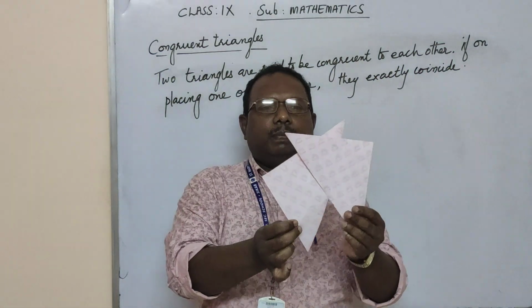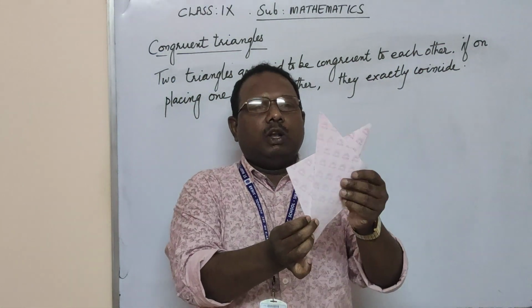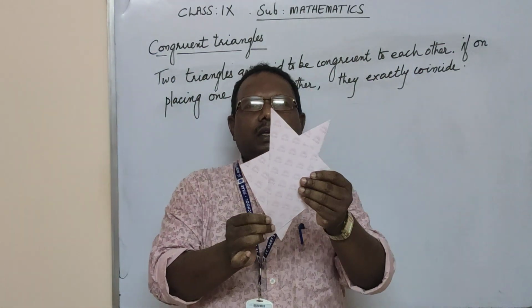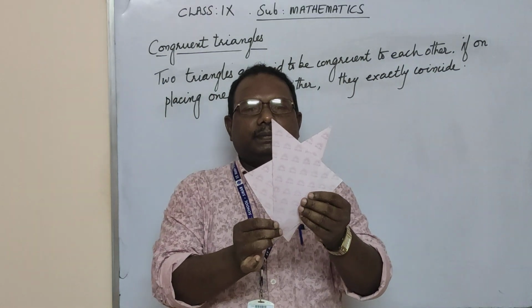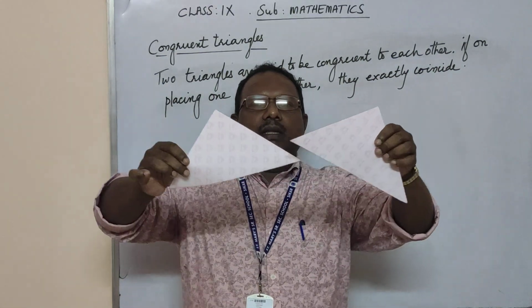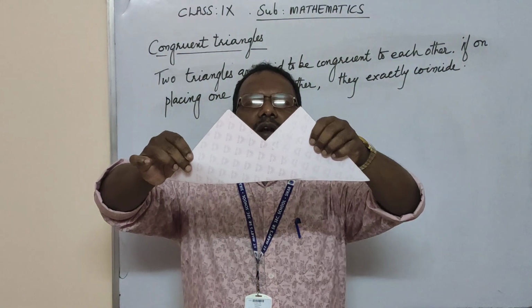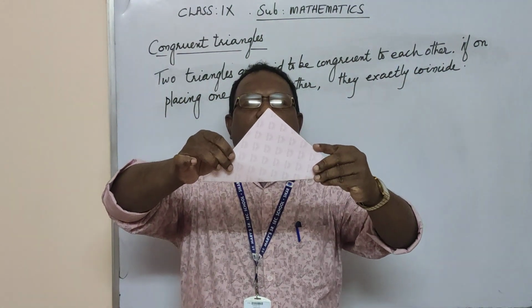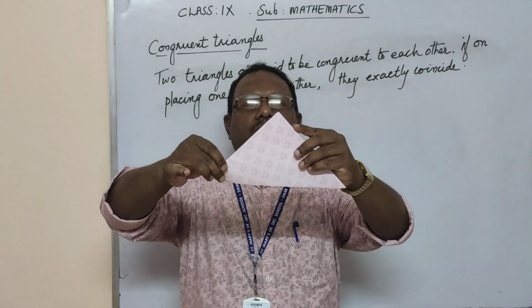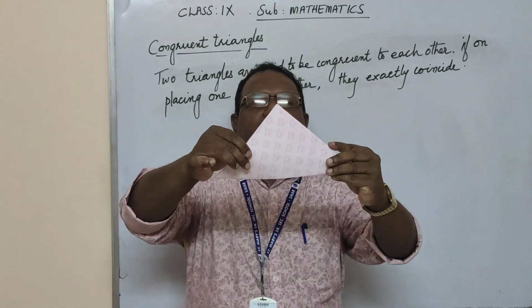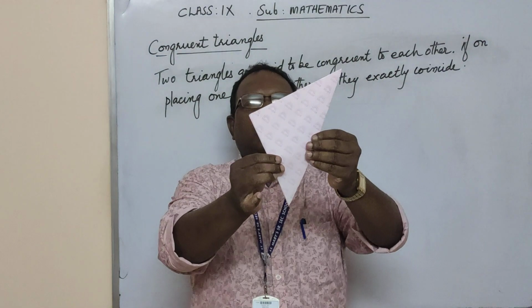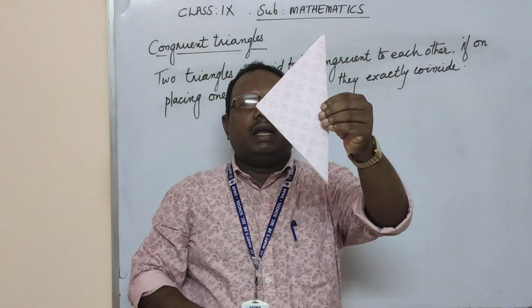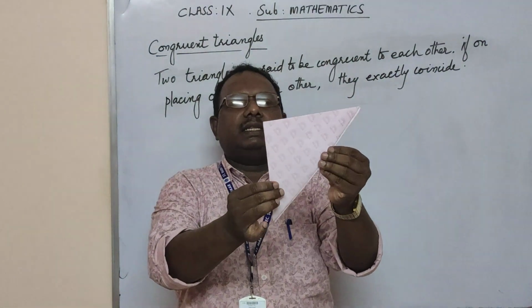This way if we place, they are not exactly coinciding. But I am placing one over the other one in this manner. Both the triangles coincide with each other. Now look, both the triangles coincide with each other.